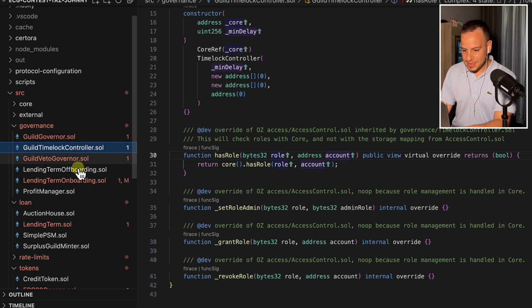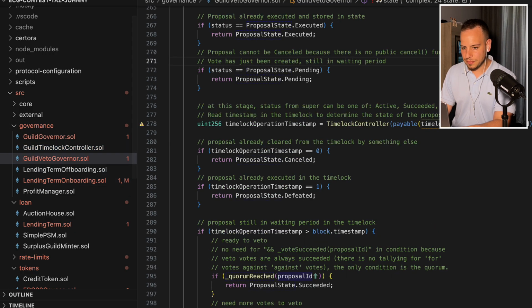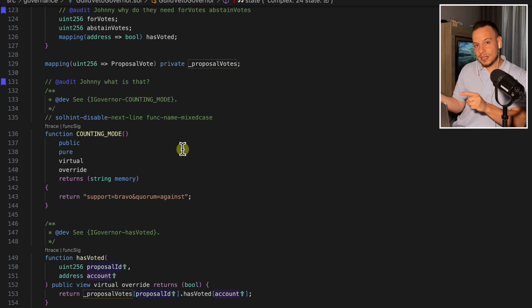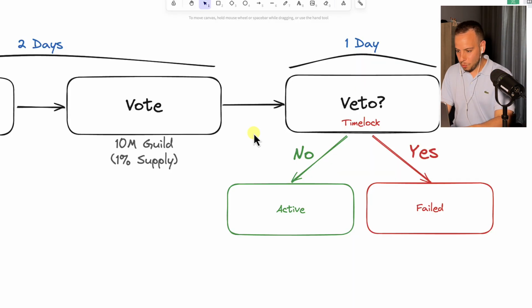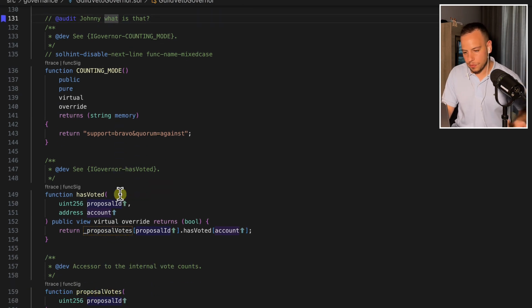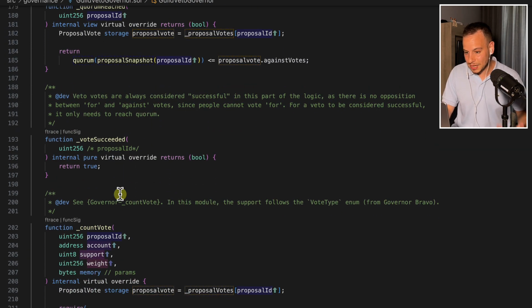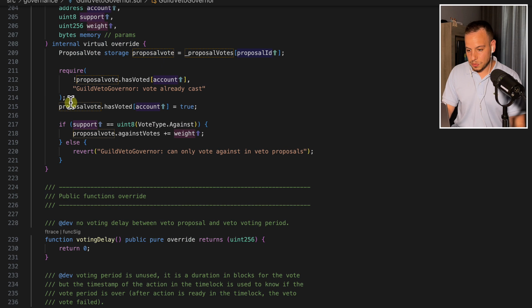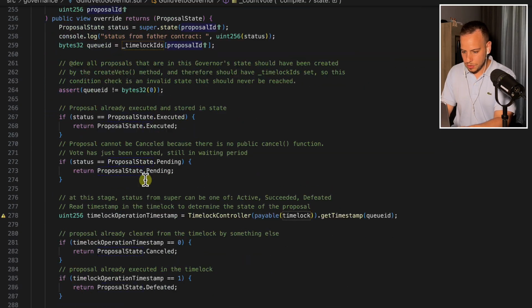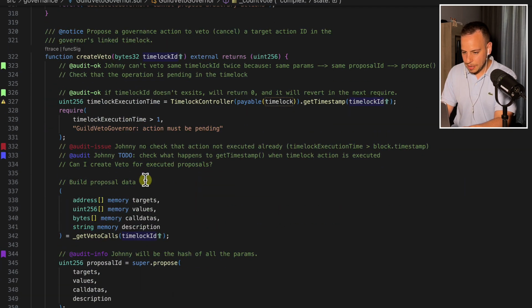And then we have this contract that's called Guild Veto Governor, where people can create a proposal to veto pending lending terms. So once it's in the time lock, we can create another veto proposal to say, we don't want this lending term. We want to remove it from the time lock. And that's exactly what it does. So we can create a new veto. And if we have enough votes, 10 million votes, 1% of the supply, you can see what happens.